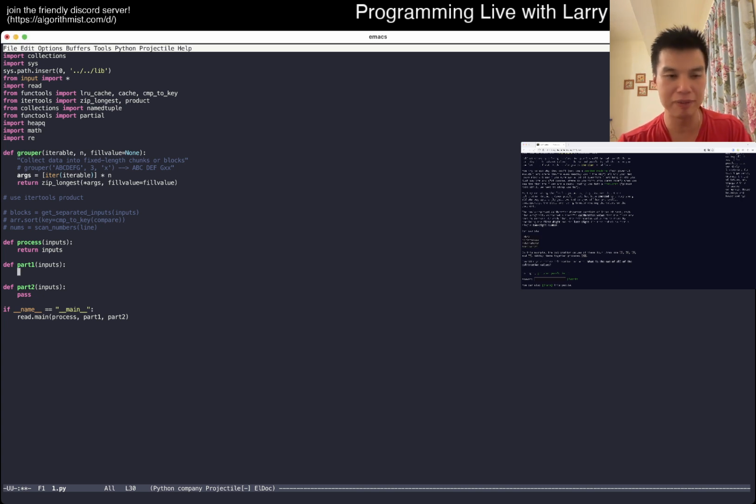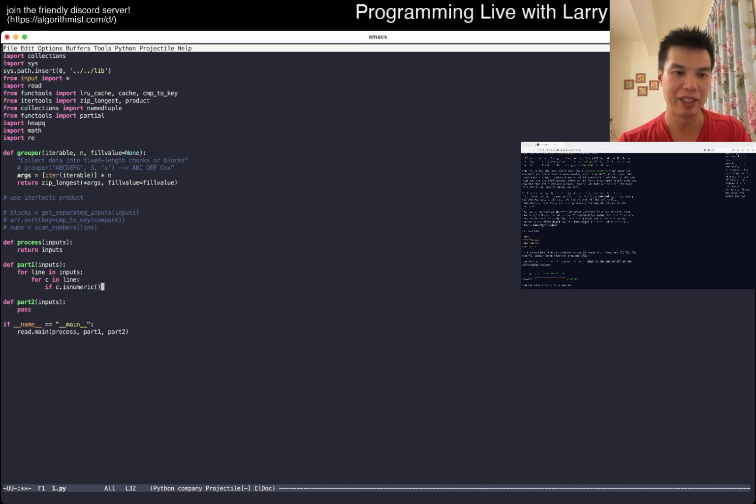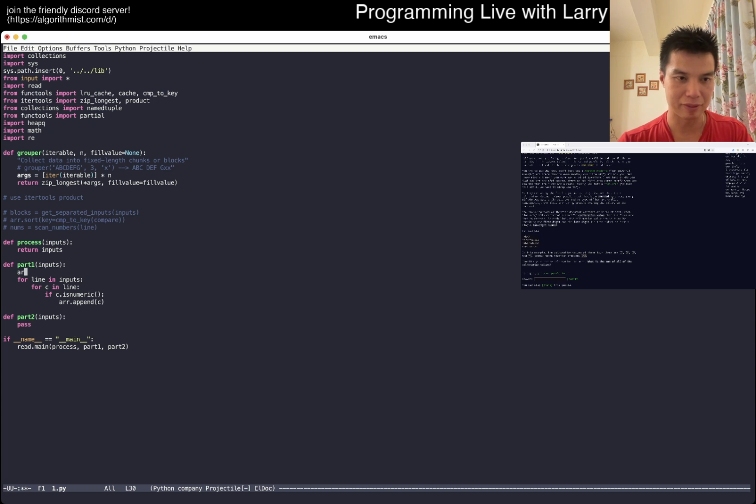Yeah, so then here, maybe I would do something like for line in lines inputs. And of course, I already parsed them out in here, but you would write for line, and then maybe for C in line, if C is numeric, append C, right?